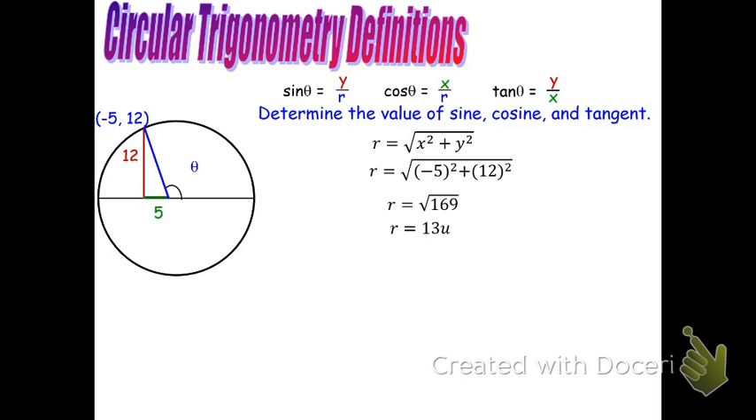Now that I know the radius and I know x and y, I'm ready to write my trig ratios. Sine is y over r, which is going to be 12/13. Cosine theta is going to be x over r. Remember, x is negative here. It's -5. So cosine theta is going to be -5/13. And tangent is going to be -12/5. Again, that 5 is negative.